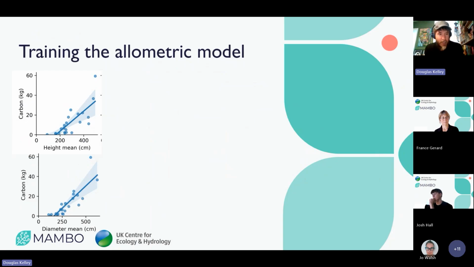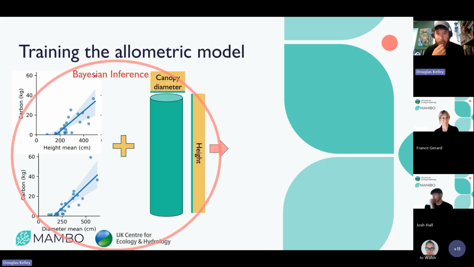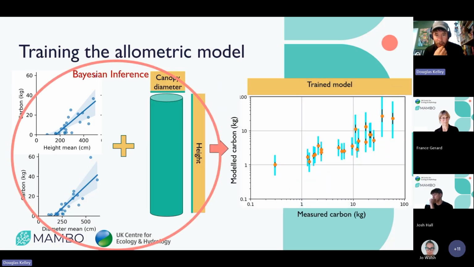But the very basics behind it is you take your measurements of diameter, height, and carbon, like we have here on the left. We represent that as a very, very simple cylindrical representation of what a shrub looks like. We combine it all together with Bayesian inference, and we train a model to try and get some idea of what carbon might look like. And this is measured carbon from our field sites. We've done some training here, and this is the modeled carbon we get out of it at the end.